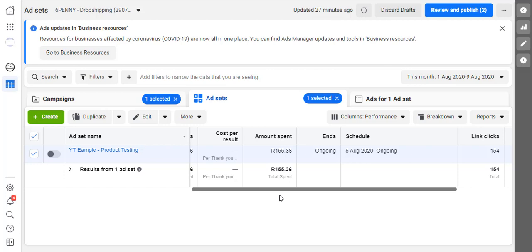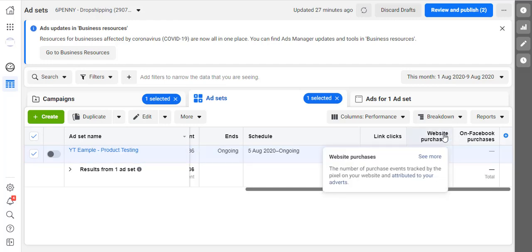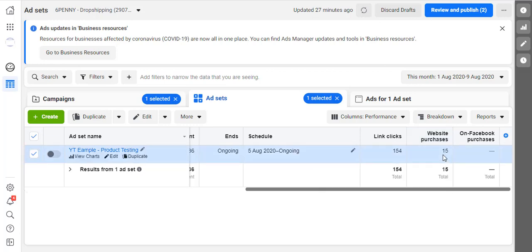So how many people actually clicked? Out of those people who clicked, how many actually bought something on my website? Let's see. There we go. These are website purchases. What are website purchases according to Facebook? The number of purchase events tracked by the pixel on your website and attributed to your adverts. So I only had one testing advert, but there were 15 purchases from my website.